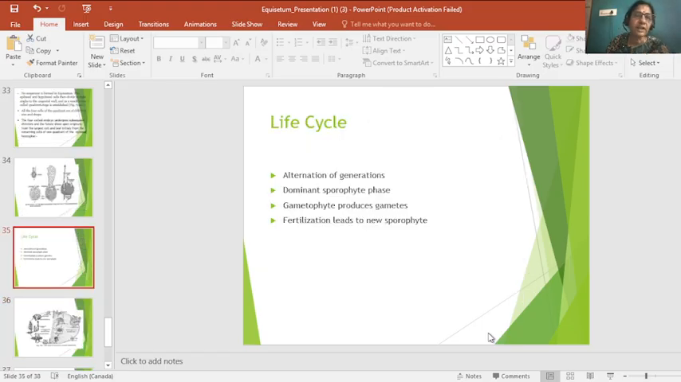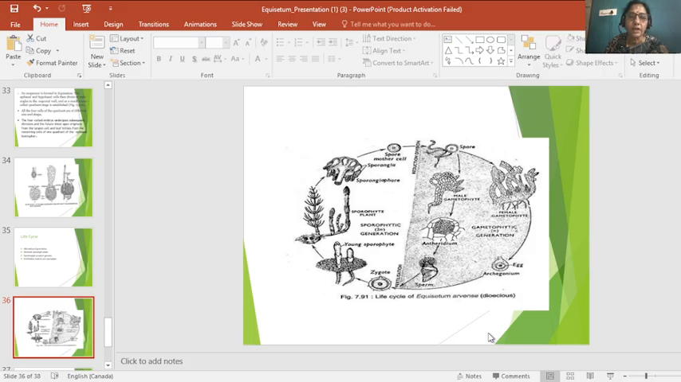And if you see the life cycle in horsetails, you find the alternation of generations where the dominant phase is the sporophytic phase, and the gametophyte produces the male and female gametes. Fertilization leads to a new sporophyte, and the alternation of generations is of the heteromorphic type.